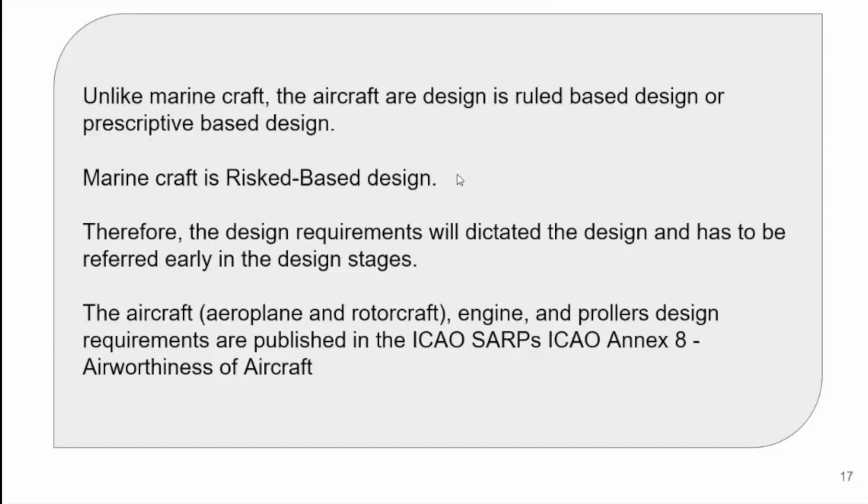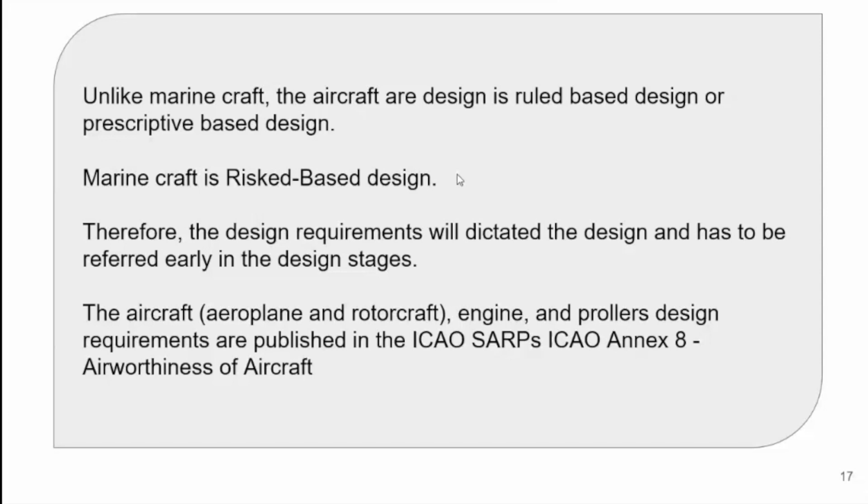Other industries, for example the marine, have embarked on risk-based design, meaning they are not restricted to specific requirements. They have to justify their design based on their risk assessment of the performance requirement of the products.